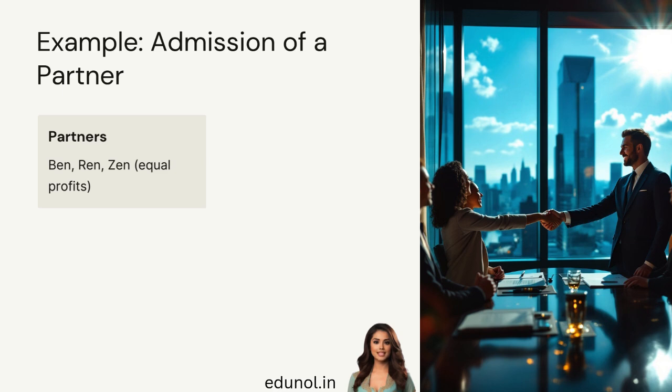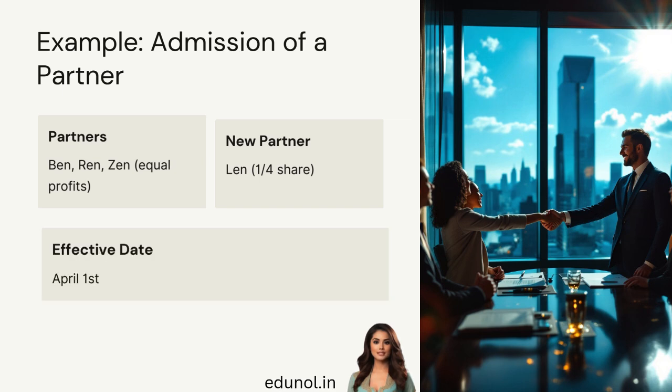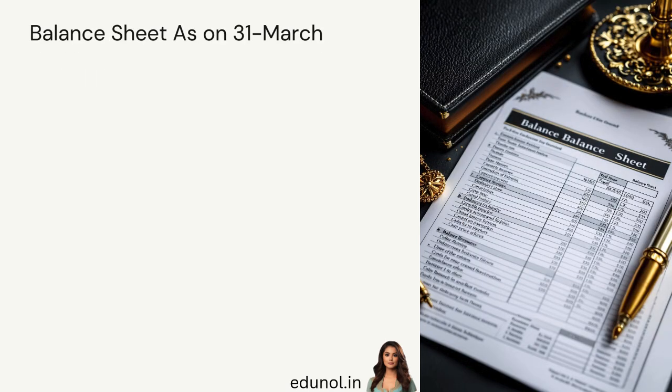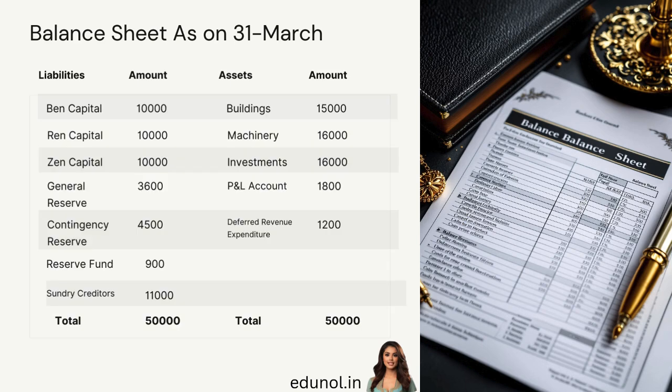Ben, Ren and Zen are partners sharing profits equally. They admitted Len as a new partner for 1/4 share in profits with effect from 1st April. Their balance sheet as on 31st March is as follows. On the liability side we have Ben capital 10,000 rupees, Ren capital 10,000 rupees, Zen capital 10,000 rupees.